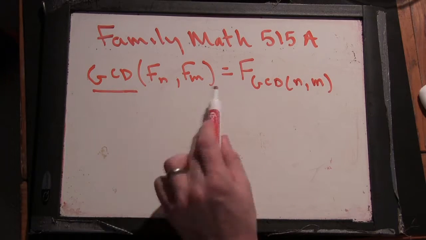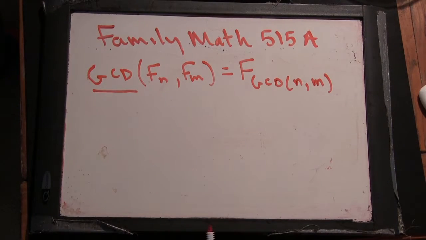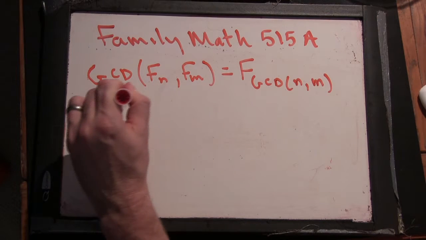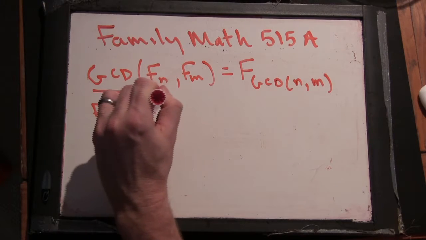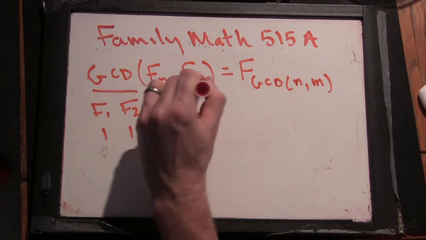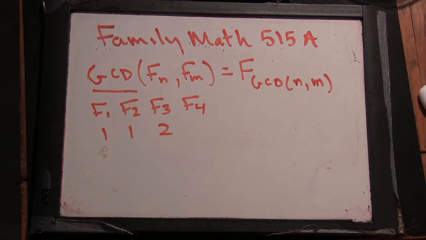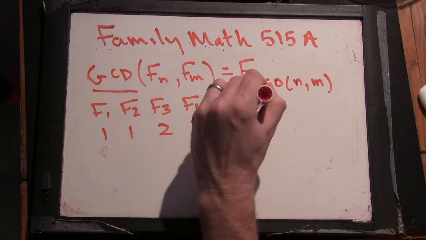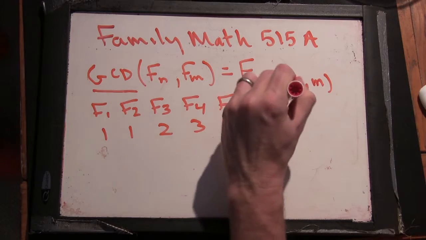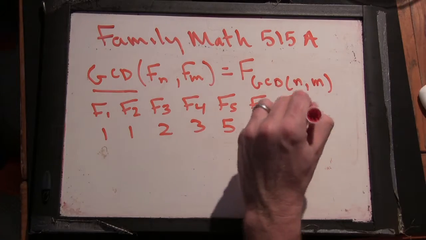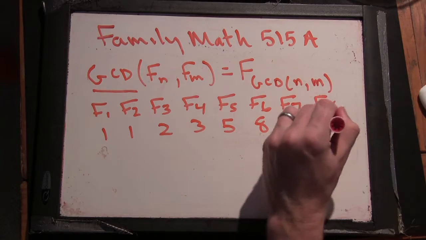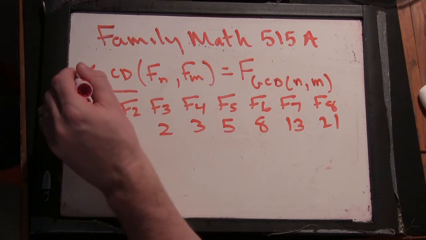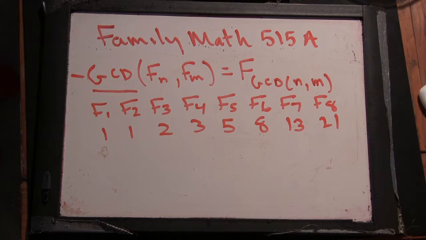And the only thing we've got to be extra careful about when we're using this formula is the labeling of the Fibonacci numbers. So I'm going to label Fibonacci 1 to be 1, Fibonacci 2 to be 1, Fibonacci 3 to be 2, Fibonacci 4 would be 3, Fibonacci 5 is 5, Fibonacci 6 is 8, Fibonacci 7 is 13, Fibonacci 8 is 21. Okay. So I'd like you to pick two numbers for me so we can just see if this formula appears to work, at least for small numbers.